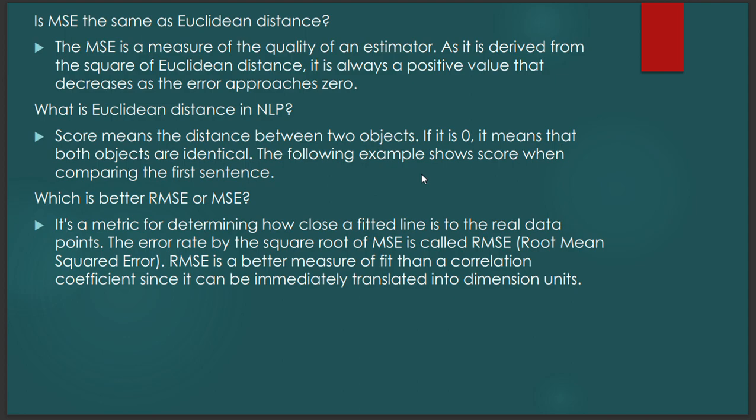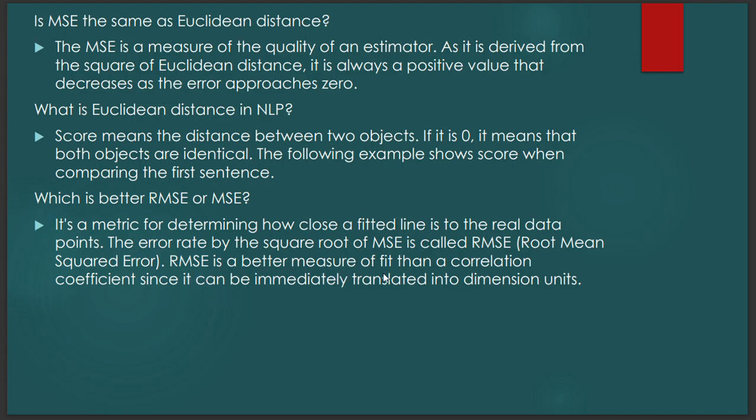The following example shows the comparison of the first sentence, which is better, RMSE or MSE. It is a metric for determining how close a fitted line is to the real data points. The square root of the MSE is called the root mean square error.